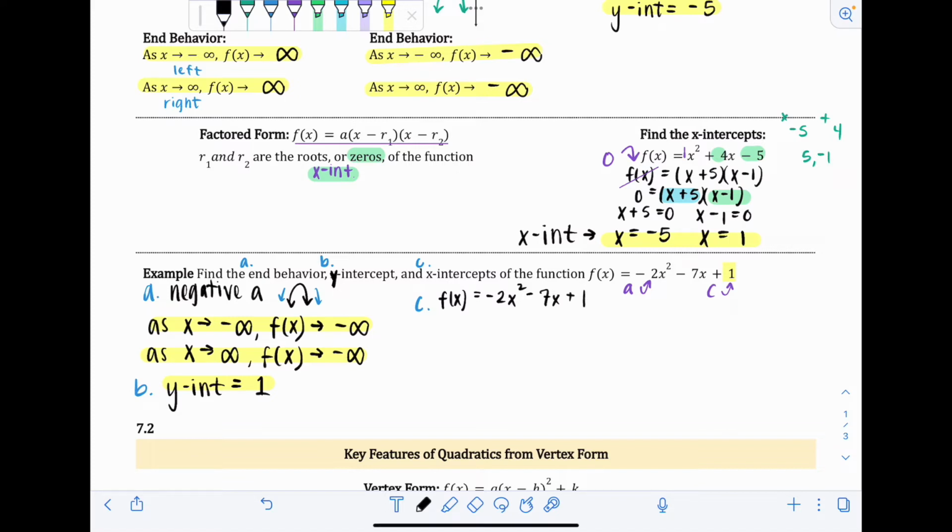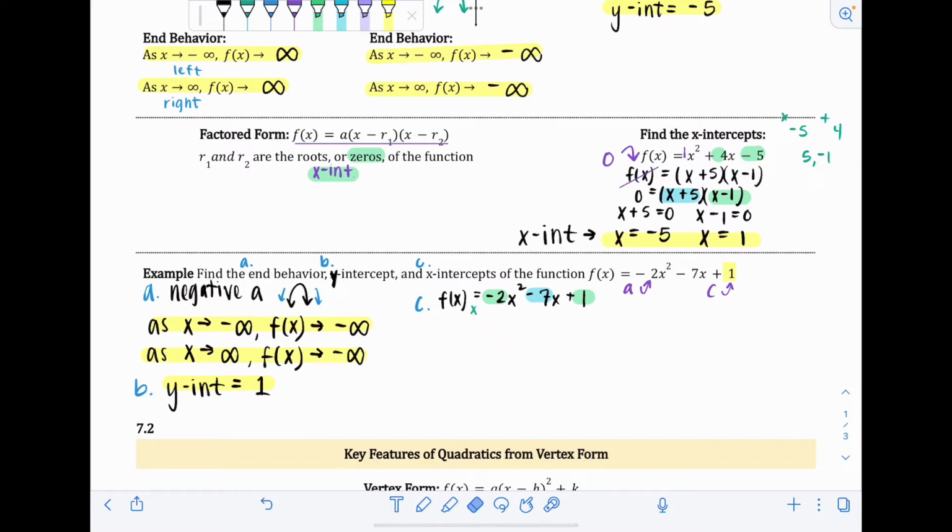Okay, so a is not 1, so that doesn't necessarily mean it's not factorable, but we definitely need to check a little bit harder to see if it's factorable. So we would take a times c, so negative 2 times 1, which is negative 2. And then b is negative 7. So in order for it to be factorable, we would need numbers that multiply to negative 2 and add up to negative 7. So those numbers don't exist, so that just means it's not factorable.